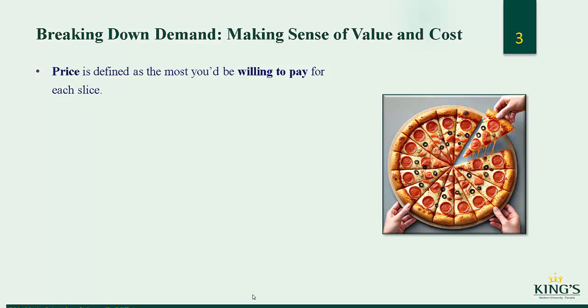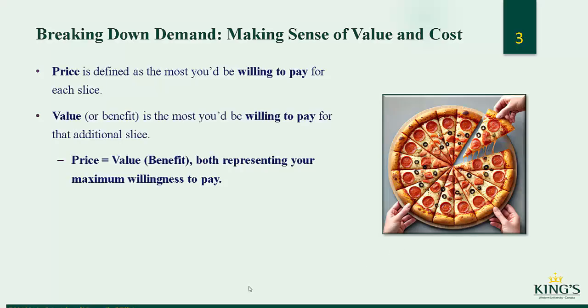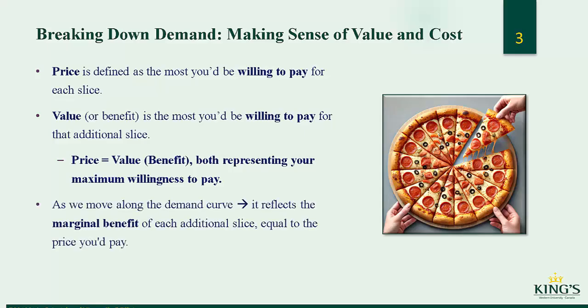And so in the sense of a demand curve, price is defined as the most you'd be willing to pay for each. And of course, the value, or benefit, is the most you'd be willing to pay as well for an additional slice. You can think of the price as being the same thing as value or benefit, both representing your maximum willingness to pay. So if you think of moving along a demand curve, it actually reflects the marginal benefit of each additional slice, equal to the price that you would pay. So we can then think of a demand curve as a marginal benefit curve.